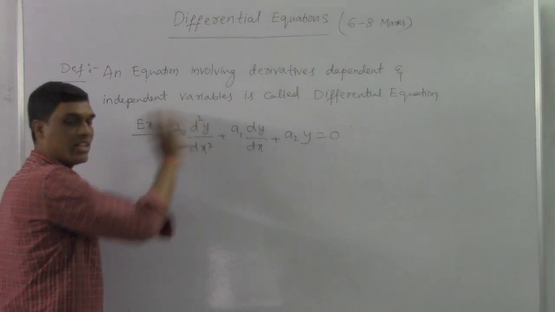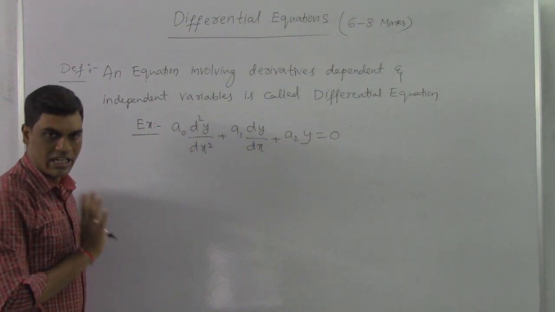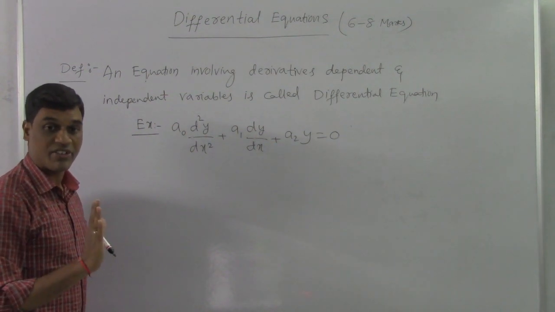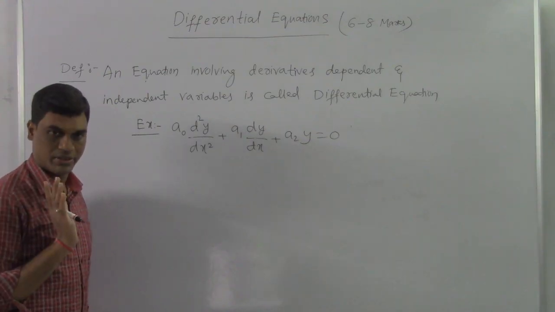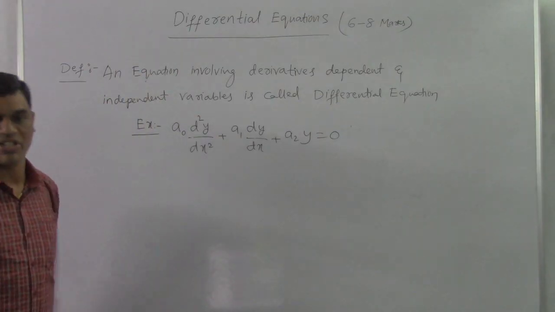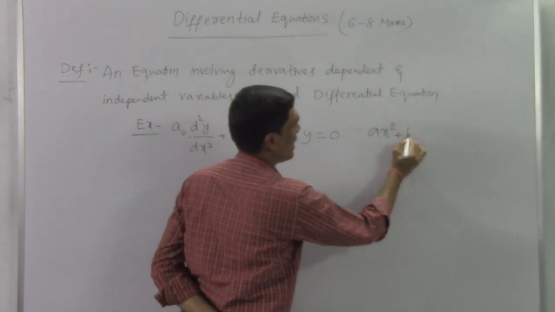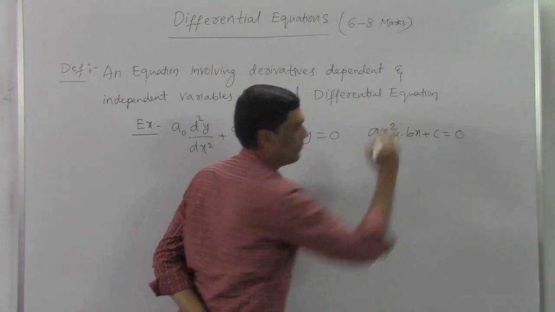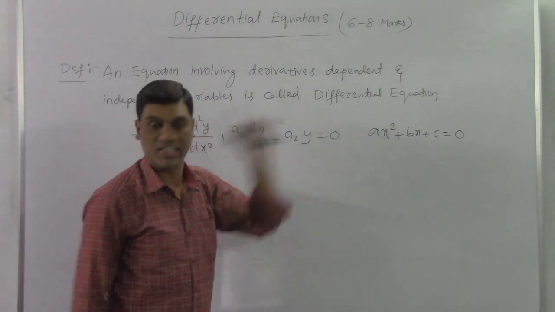In terms of x, normally what we have? Ax square plus bx plus c equals 0. Algebraic equation means simply a quadratic equation. Ax square plus bx plus c equals 0. That is in variable x. Instead of x, if you have dy by dx, that is called a differential equation. Suppose if you have ax square plus bx plus c equals 0, this is called a quadratic equation in variable x.